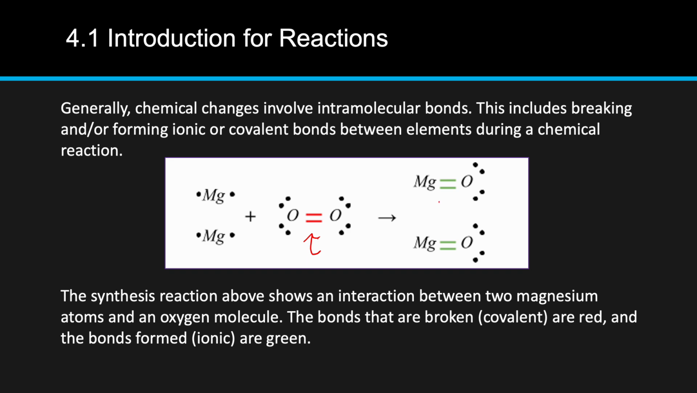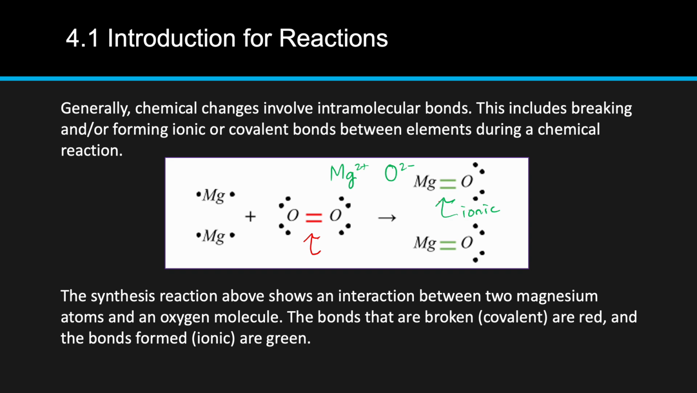And these green lines here are actually just showing you that it's a new type of bond, which is ionic. I don't want you to get confused because we do not show ionic compounds like this when we're drawing them out. If you were ever to draw them out specifically in a particle diagram or something like that, you would write something along the lines of Mg2+ next to O2- or something like that.